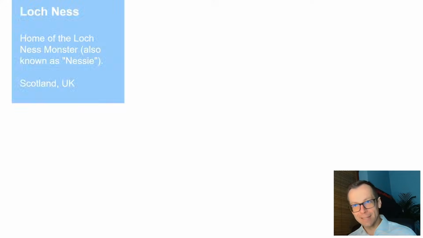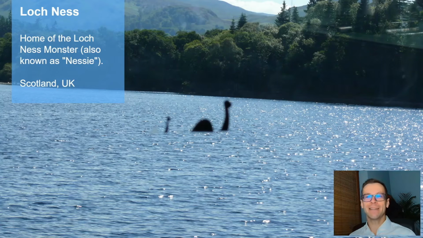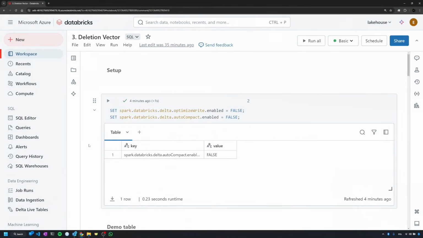And let's see it in Databricks. So here we have another lake. It's called Loch Ness, home of the Loch Ness monster, also known as Nessie, Scotland, UK. Nessie, if you are watching us, don't forget to subscribe. And we are now in the third notebook of our Delta Lake tutorial, this time about deletion vector, and this time it's going to be short.